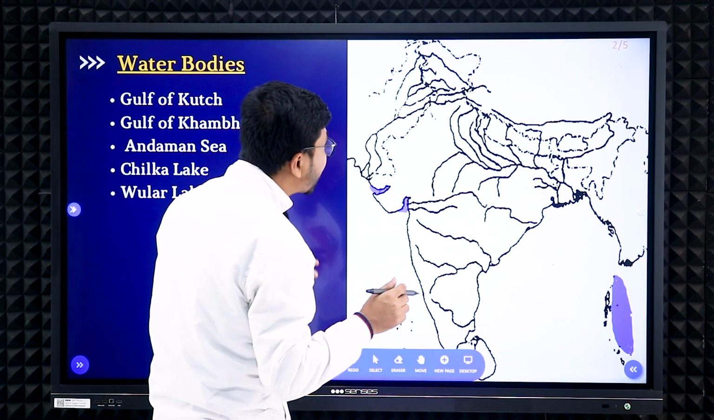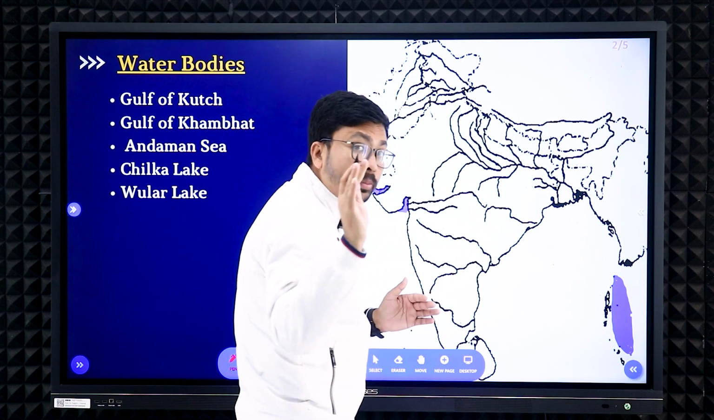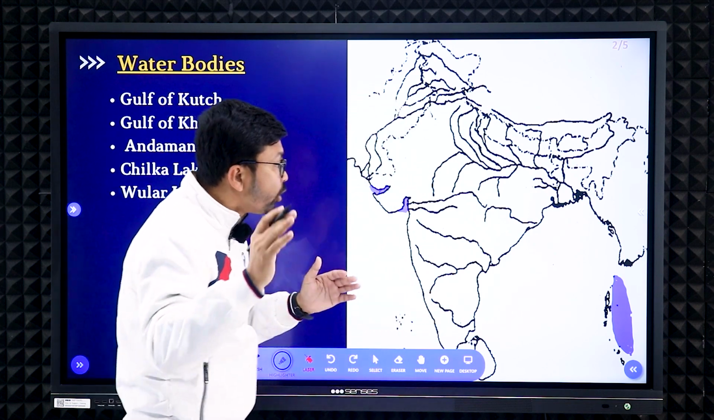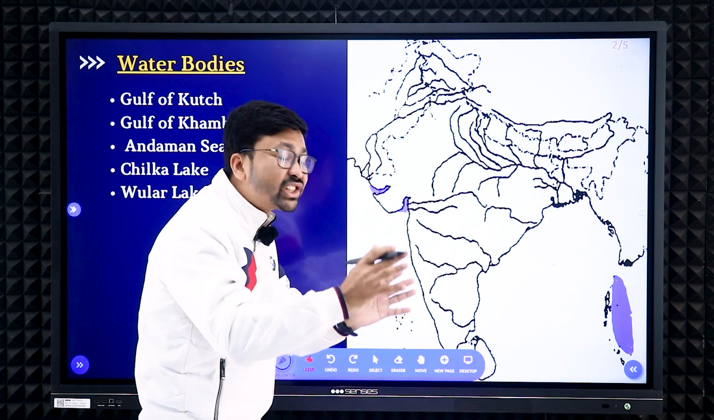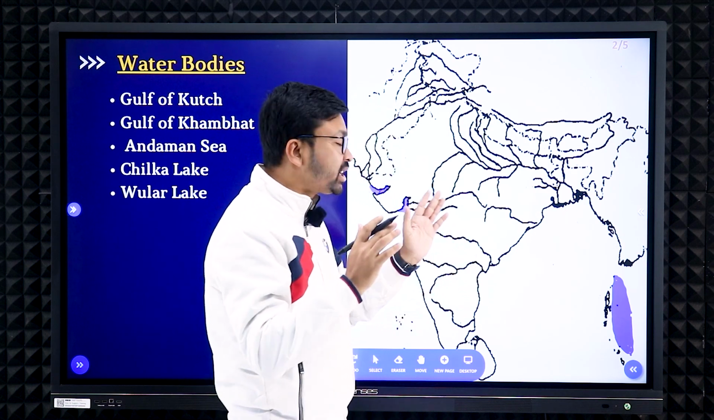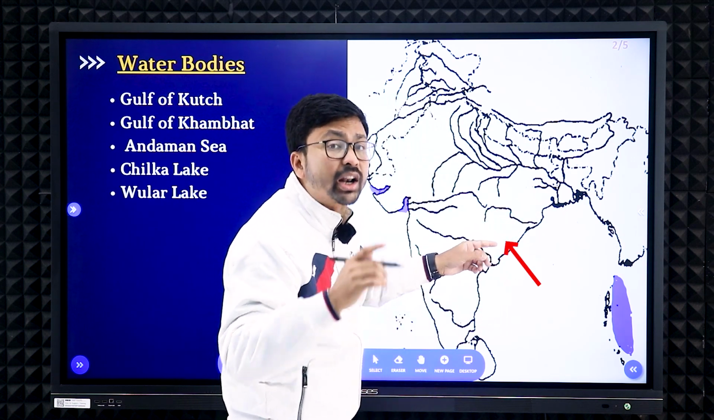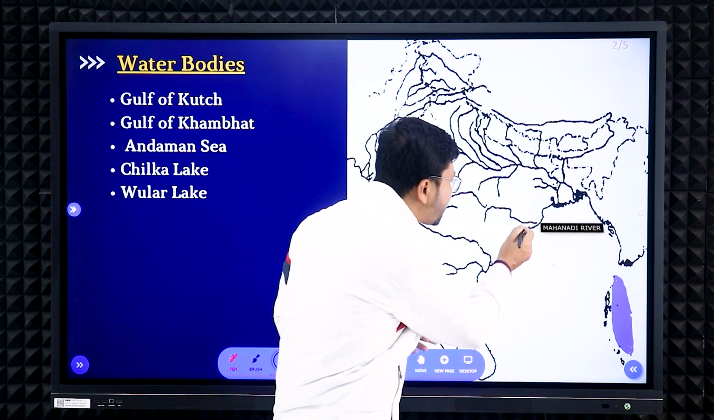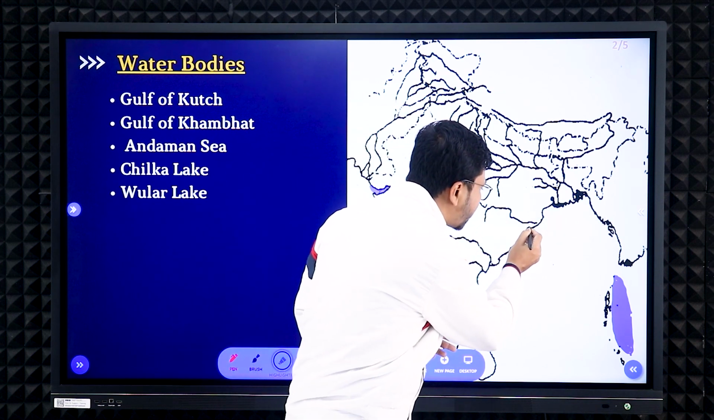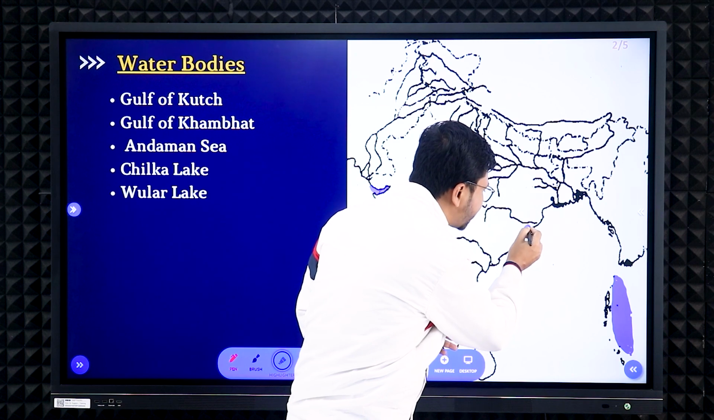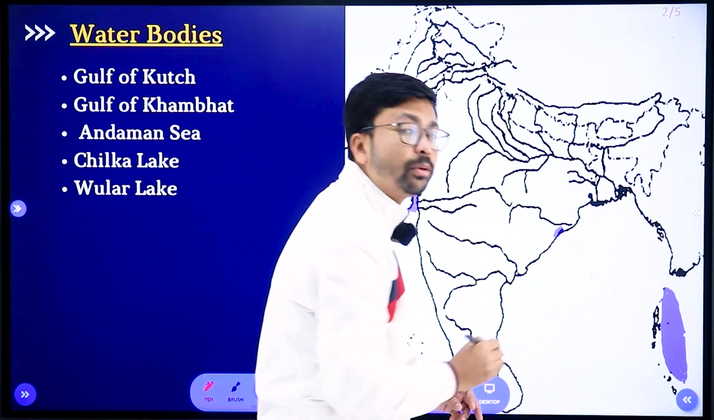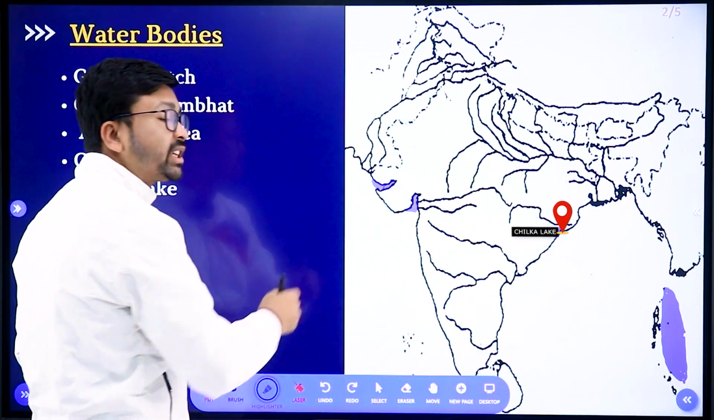Chilka Lake, how do you have to mark? We need to remember first of all, where is the Chilka Lake? What is the clue? Chilka Lake is on the eastern coastal side. Here you can see the river. Which river is this one? That is Mahanadi. Below the Mahanadi river, this portion you can see, right? This portion will be Chilka Lake. Here you can see the Chilka Lake.